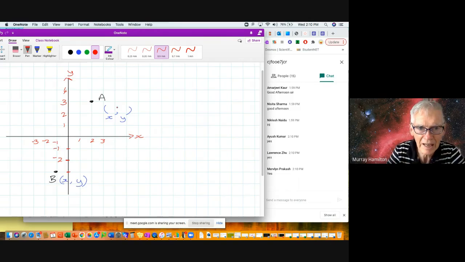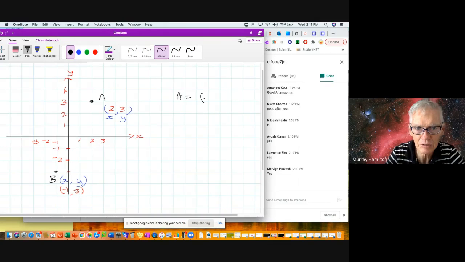So the point A has the coordinates 2 along, 3 up. So that's the point (2, 3). And B has the coordinates, put them down there. The X coordinate is -1. And the Y coordinate is -3. So we've got those 2 points, which I'll write over here. A equals (2, 3). And B equals (-1, -3).